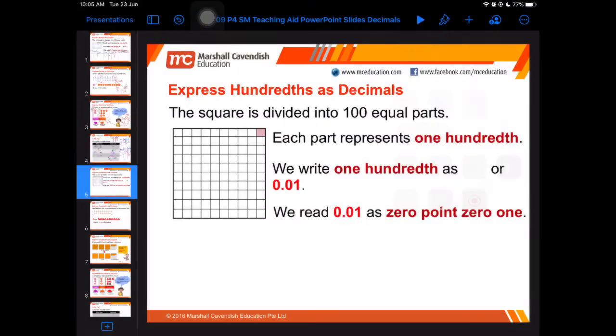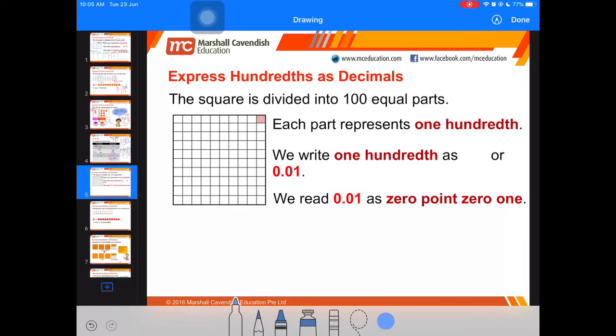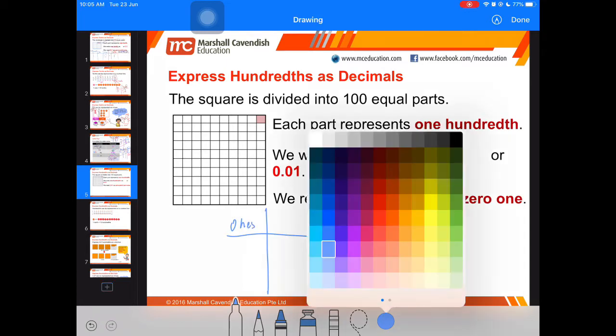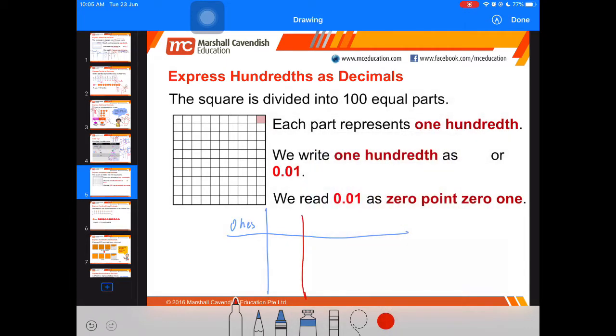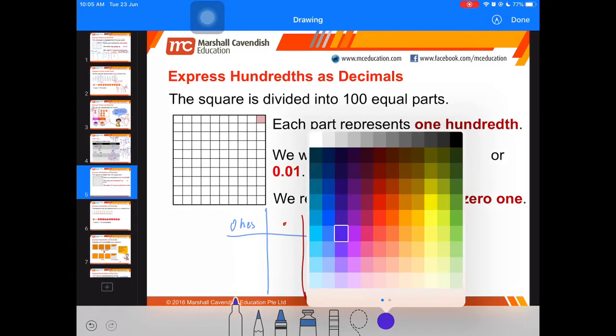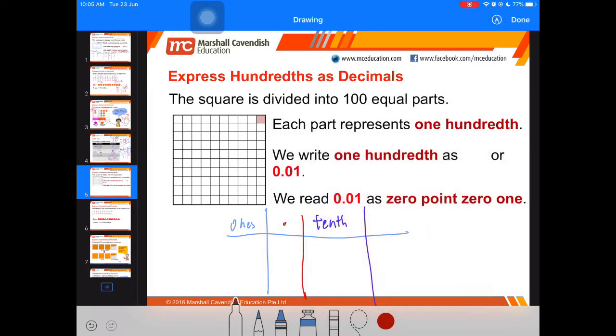Okay, let's move on to expressing hundredth as a decimal. Just now Miss Wong already said, let's talk about the place value. You have ones. Don't forget about the decimal point. After the decimal point, the first place value is tenth. Just now you learned already, that means it's divided into 10 equal parts. And the next one, can you make a guess what's the next place value? Yes, it's hundredth.